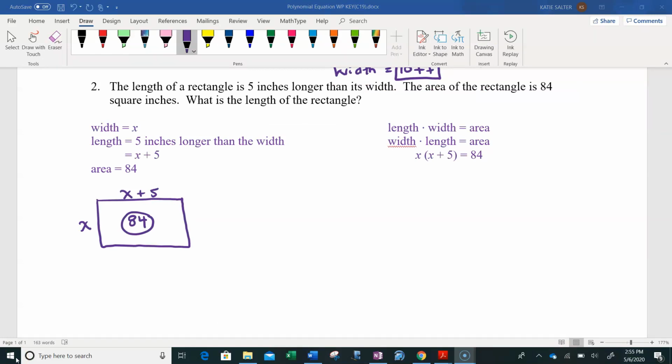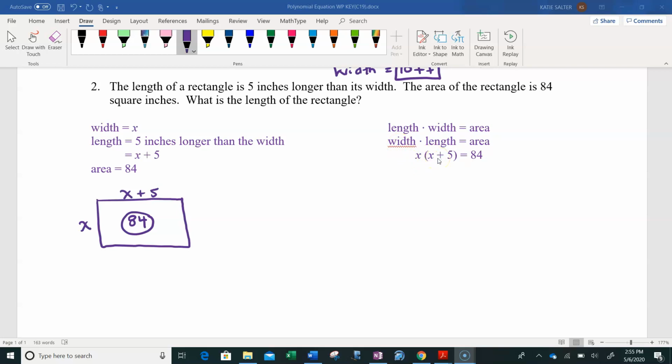Okay, so in this case, the width is just going to be x, and then the length is written in terms of the width, 5 inches longer than the width, so it'd be x plus 5, and the area is 84. I really like to draw a picture. I think anytime we're doing the rectangle problem, triangle problem, or anything like that, a diagram is absolutely necessary. And really then you wouldn't have to write all this out. You could just draw your picture and label it. Since the length times the width equals the area, that's the same thing as width times length equals area. So x times x plus 5 is equal to 84.